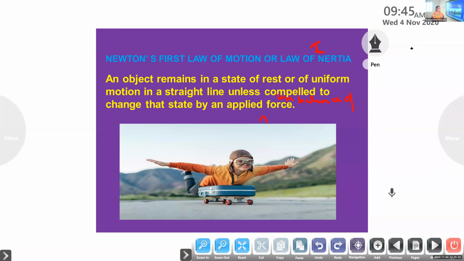Did you write Newton's first law, children? Ma'am, not completed. Okay, just write now. You can see the board, no? You can complete it now.